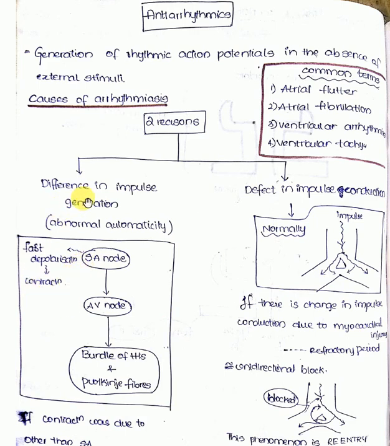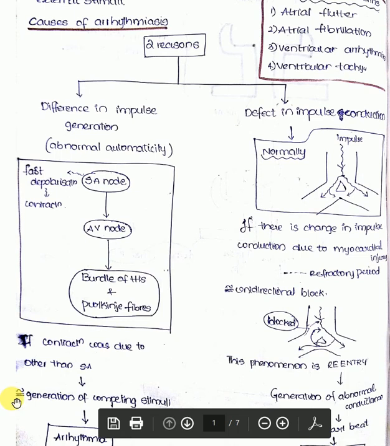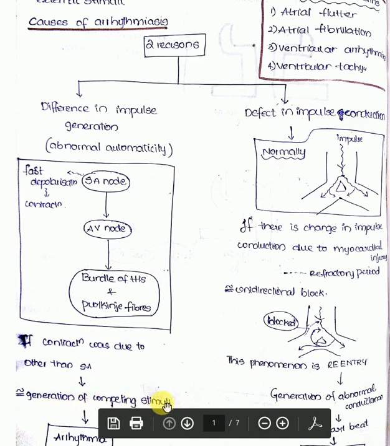So what does difference in impulse generation mean? If the contraction of the heart occurs due to something other than the sinoatrial node, then it leads to generation of competing stimuli, that is, stimuli other than the SA node generation. So we can see competing stimuli, and two stimuli are produced, so that leads to arrhythmia.